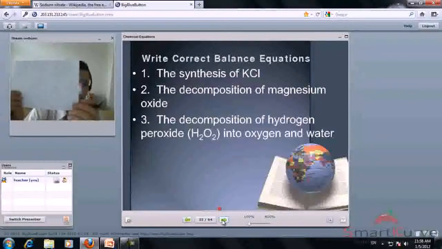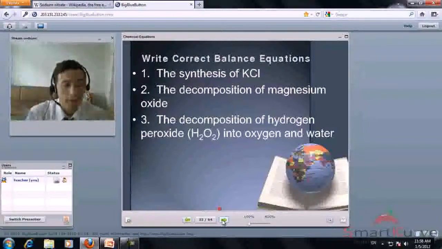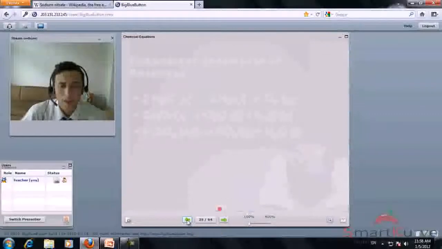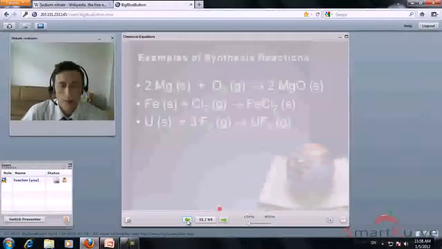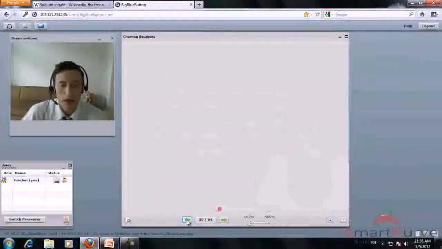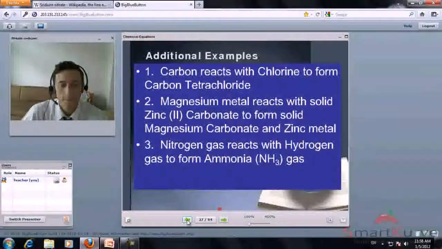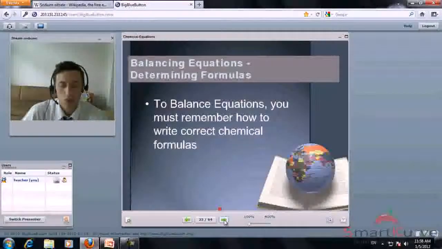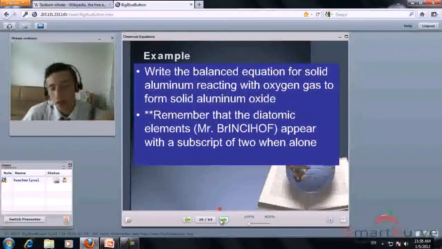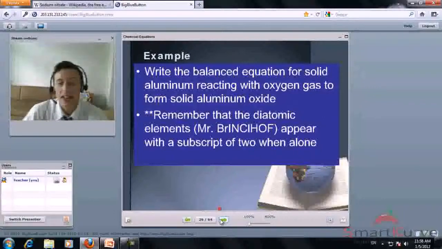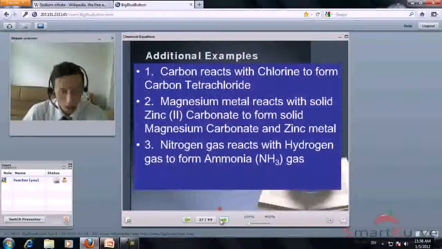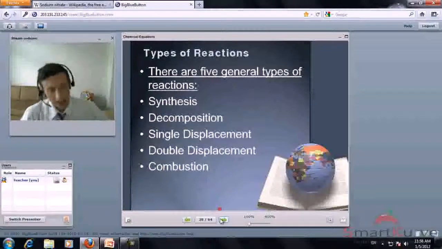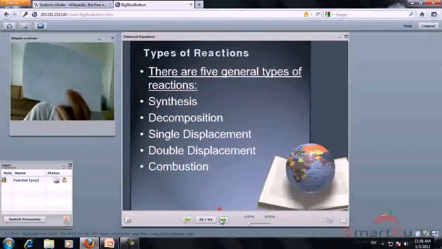Easy, right? But remember, chlorine is one of our diatomic atoms. Remember back from page 26. That's Cl, chlorine. That's one of our diatomic elements. So chlorine has to have a subscript of 2.